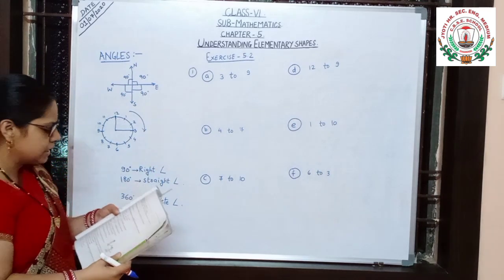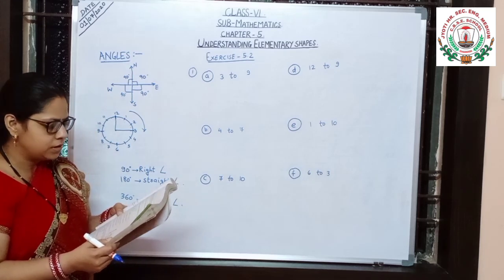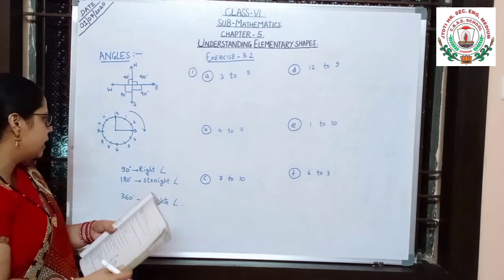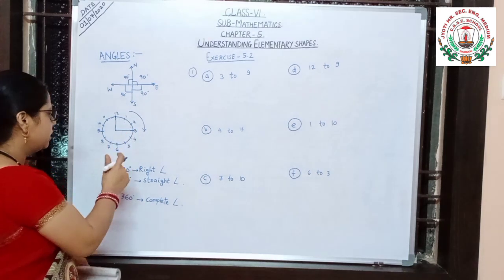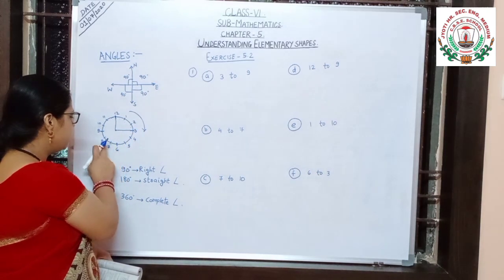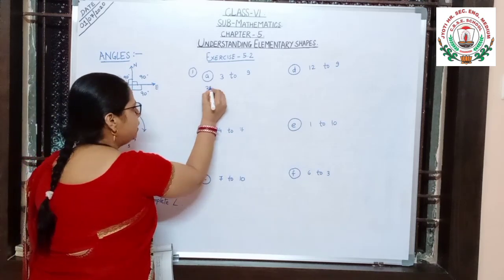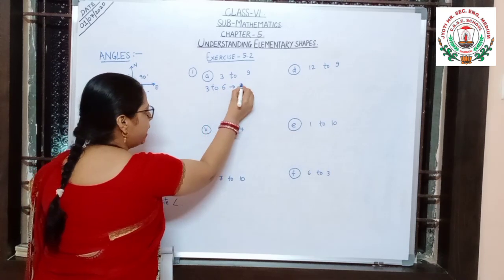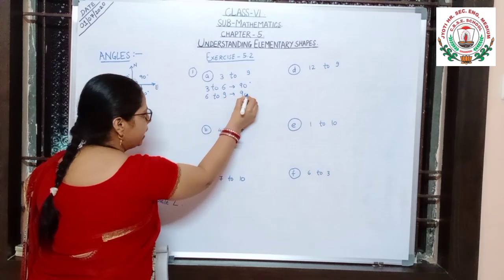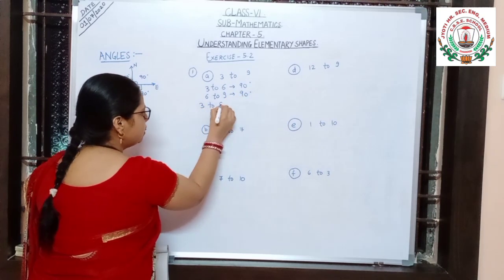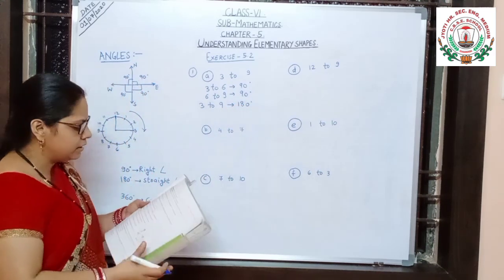So in this question it is asked, what fraction of a clockwise revolution does the hour hand of a clock turn through when it goes from 3 to 9? From 3 to 9, how much is it going? 1, 2, 3, 4, 5, 6. 6 units it is going. Means 3 to 6 it is forming 90 degrees, and again 6 to 9 it is forming one more 90 degrees. So 3 to 9 it is creating 180 degrees.